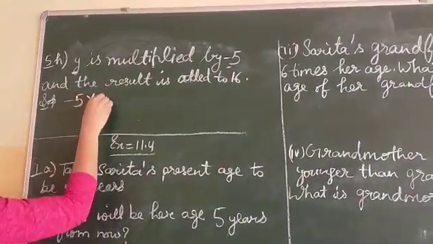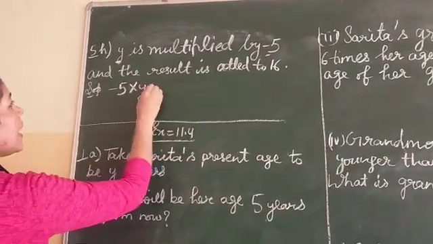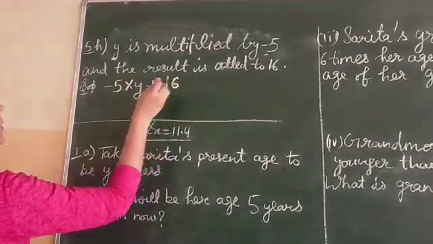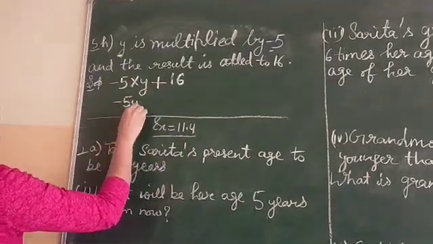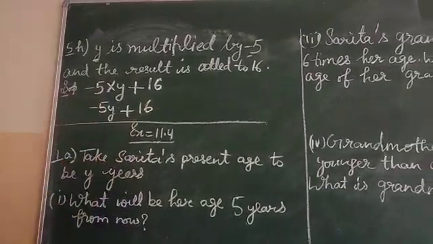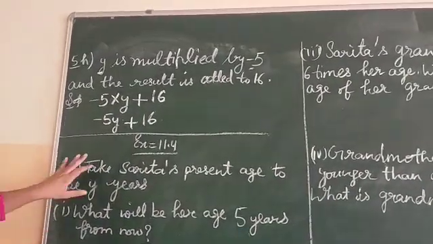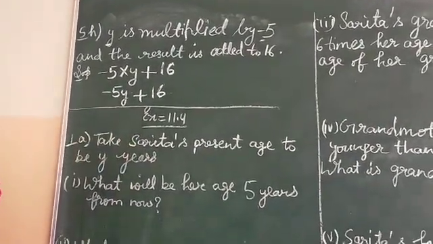Minus 5 into y and the result is added to 16. So it will be minus 5y plus 60. Okay class, now we are starting exercise 11.4.